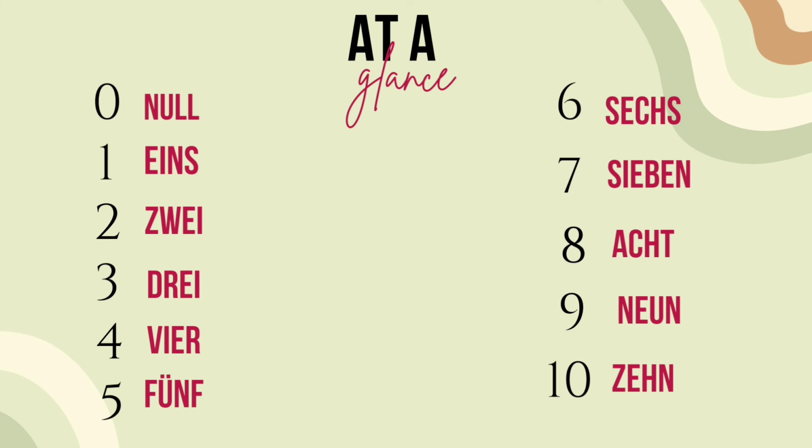Let's summarize the numbers from 0 to 20 once again. I'll speak and you'll repeat after me. 0, 1, 2, 3, 4, 5, 6, 7, 8, 9, 10.